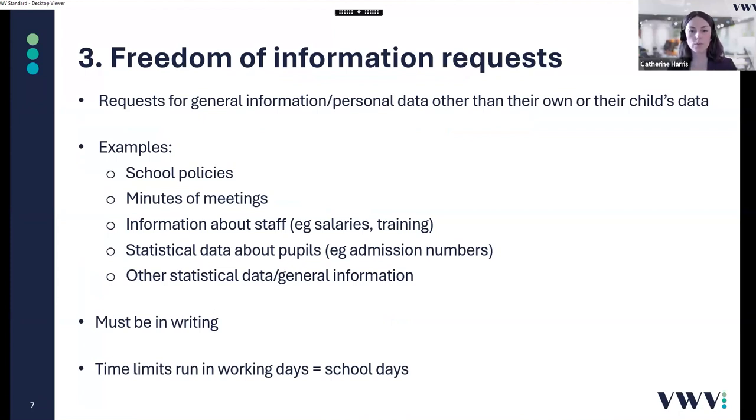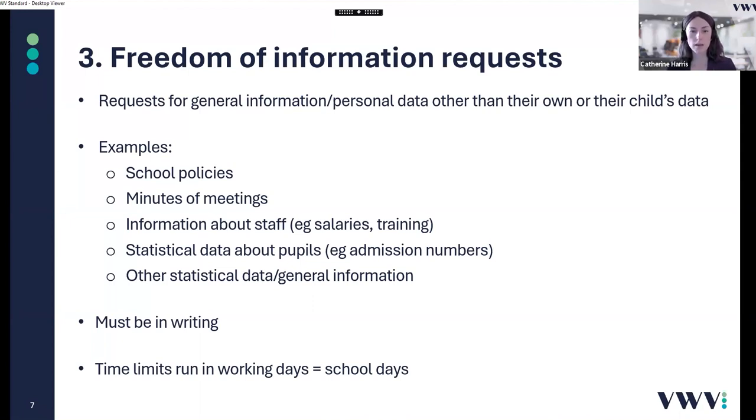So I mentioned freedom of information requests, which are known as FOIAs, and this is also a request that might be made as part of a complaint. So a request for any recorded information that is not a SAR should be dealt with as a FOIA, unless it can be dealt with in the normal course of business. An example of a FOIA might be when parents write in and say something like, I want to know how many boys have been excluded this term compared with girls. But other things they might ask for are things like school policies, minutes of meetings, information about staff, statistical data about pupils, and other statistical data and general information.